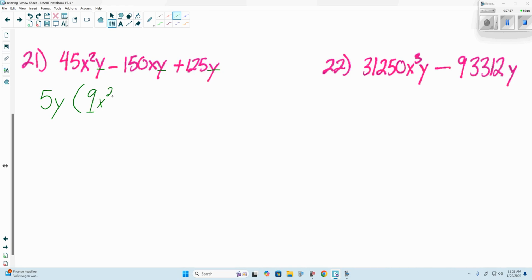So 9x squared, and the y factors out completely, because we take 5 from 45 and get 9. We take away the y, we're left with this here. So if we factor 5 out of 15, we're left with 3, yes? So out of 150, we're left with 30x, and the y factors out completely. Plus 125 would indeed be 25, and the y factors out completely.